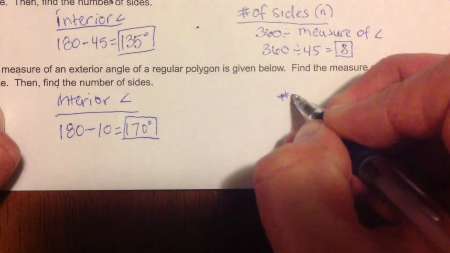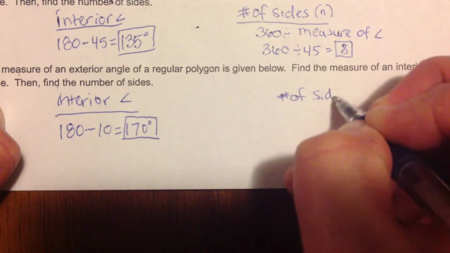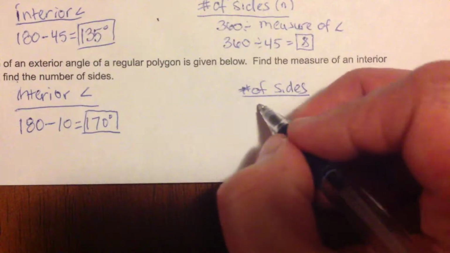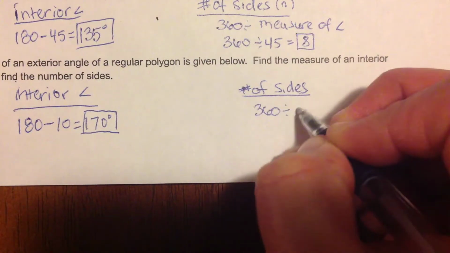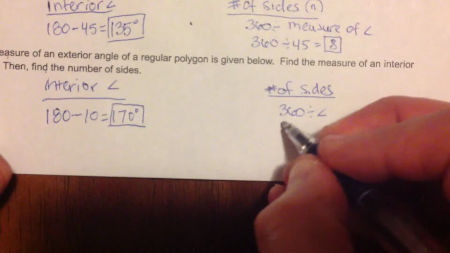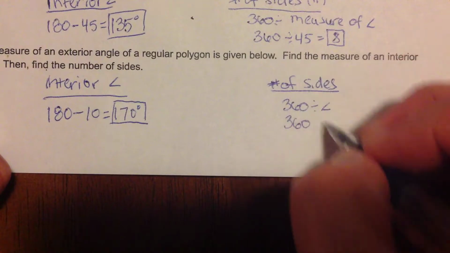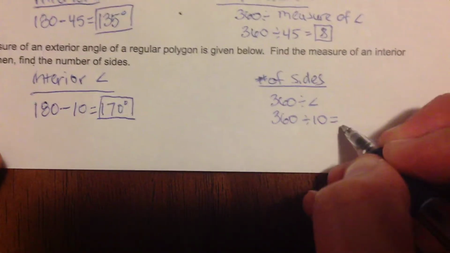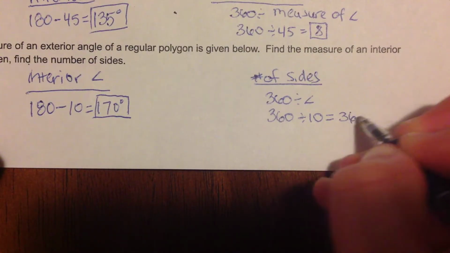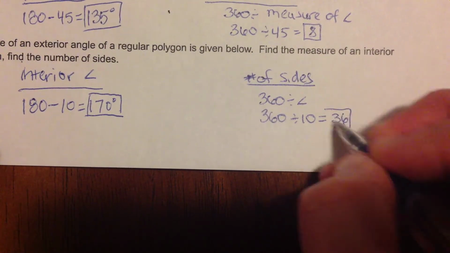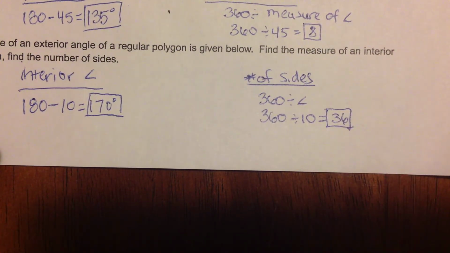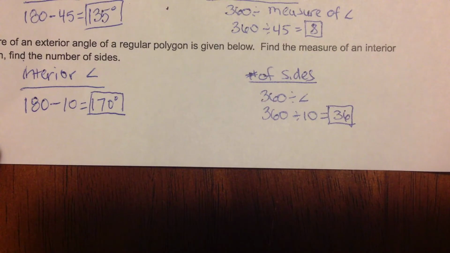To find the number of sides, what I do is 360 divided by my angle. And in this case, my angle is 10. So that's pretty easy to divide by 10 because we take away a 0. 360 divided by 10, I know that would be 36 sides. So that would be called a 36-gon, because we don't really have a common name for it. You could actually figure out what it's called if you wanted to Google that.